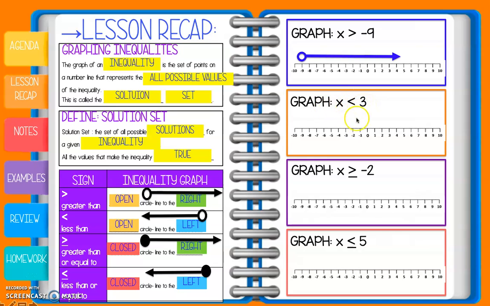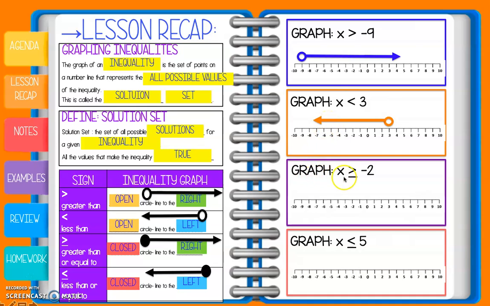So to put it on the graph, less than is an open circle and a line to the left. So we're going to go to +3. We're going to put an open circle and an arrow to the left. Okay? So these are all the solutions that make it true. 2 would be less than 3. 1 would be less than 3. 0 is less than 3. So everything on the left side makes it true.